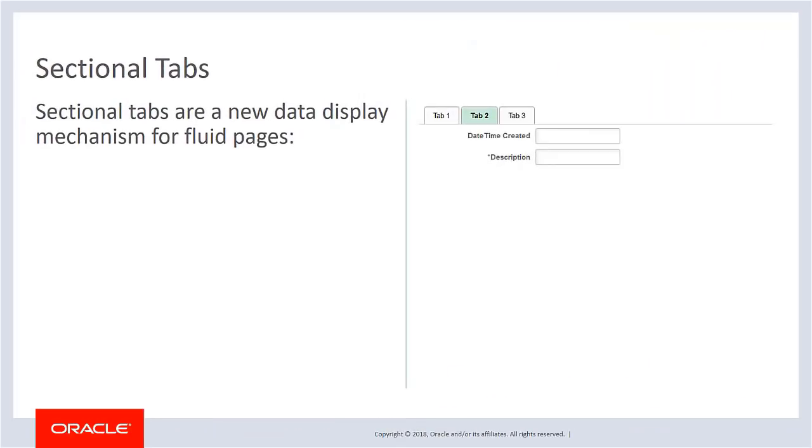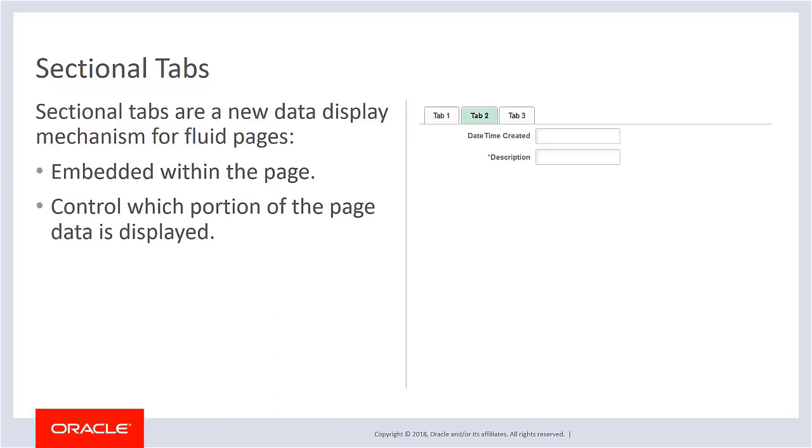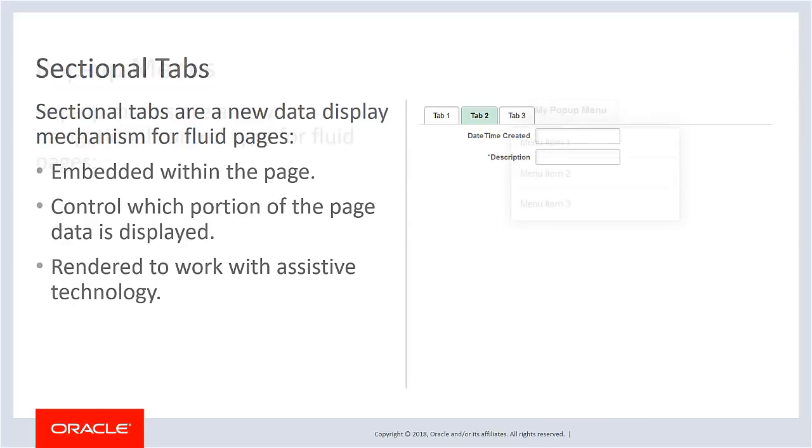In PeopleTools 8.57, sectional tabs and accessibility enhancement allow you to create a new type of data display mechanism on Fluid pages. Sectional tabs are embedded within the Fluid page. These tabs control which portion of the page data is currently displayed. Sectional tabs are rendered, styled, and tagged to standards that work with assistive technology.